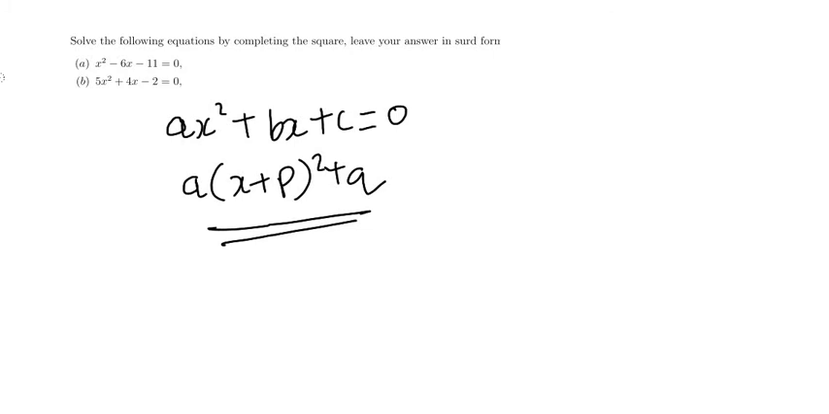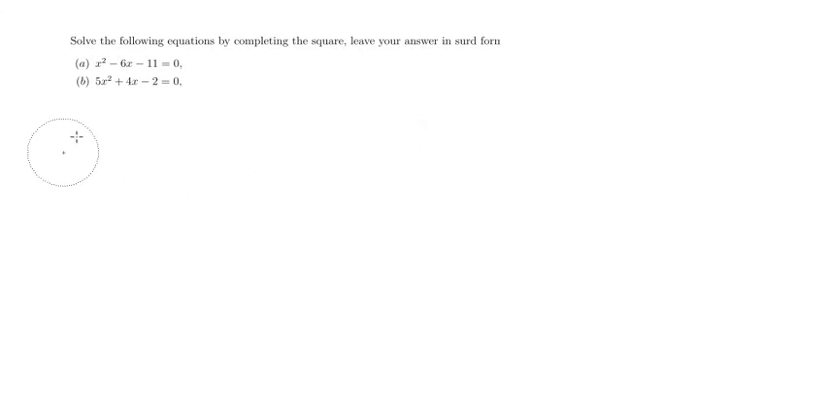Alright, having given that background, we can proceed. So let's look at question number A. x squared minus 6x minus 11 is equal to 0. How do we solve this equation using the completing the square method? Now, allow me to mention also that there are many approaches that you can take in completing the square, but in this particular video I'm going to use my favorite method, which you will see in just a minute.